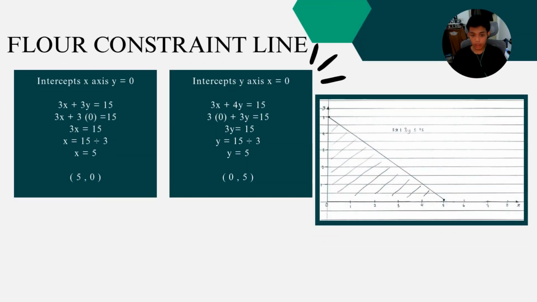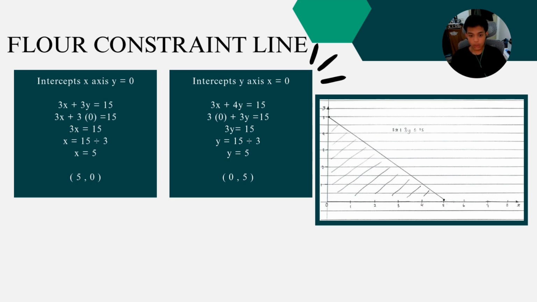For this problem, we are given the constraints 3x plus 3y equal to 15 and 3x plus 4y equal to 15. Okay, to graph the constraint, we first need to convert it into an equation for the boundary line. Then we find the intercepts so we can draw the line on the graph.